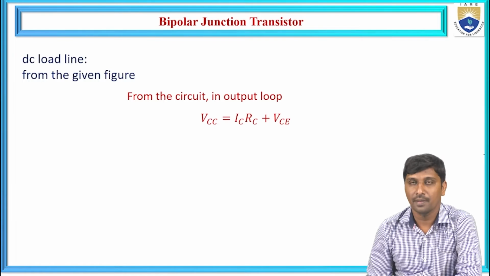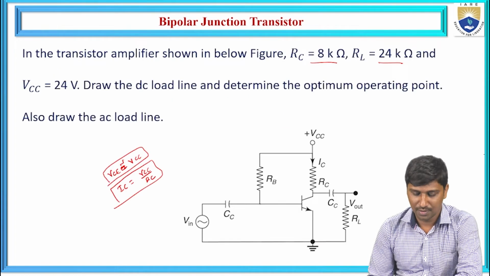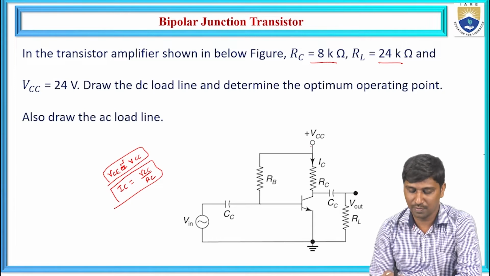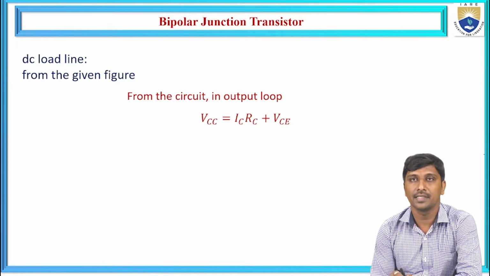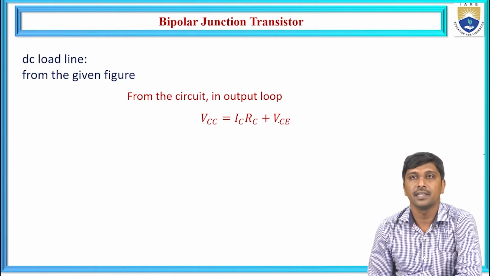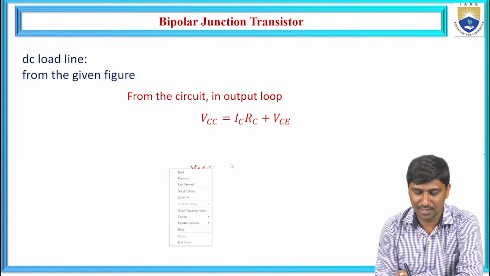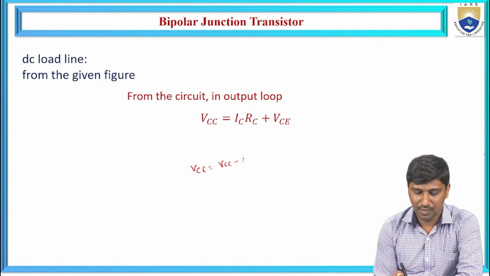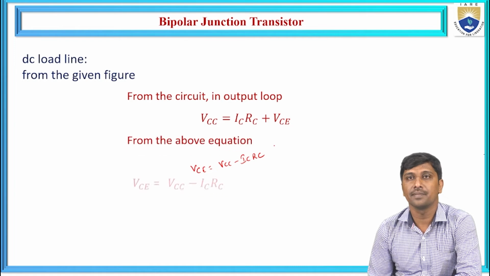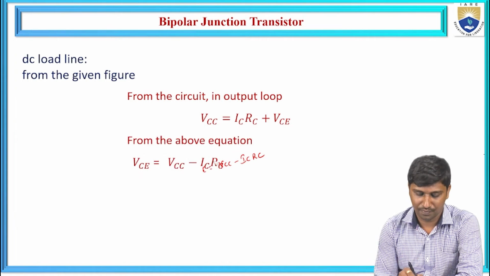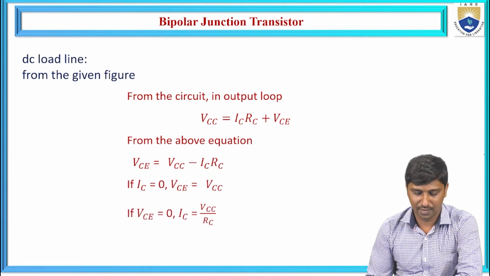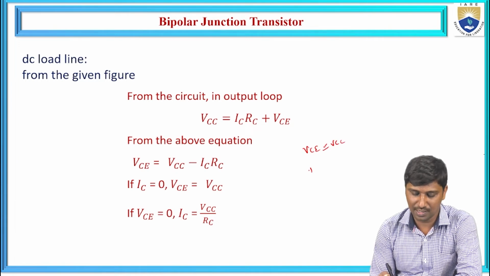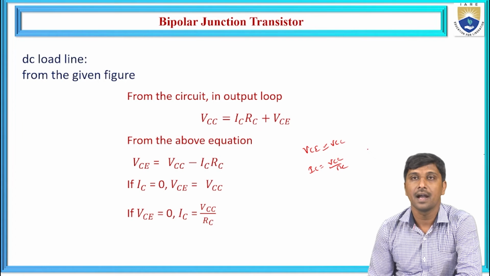Here I am going to identify this from the circuit. Based on the given circuit, writing down the loop equation, VCC is equal to IC times RC plus VCE. Hence from this we can calculate VCE is equal to VCC minus IC times RC. Now substituting these values, to identify the DC values, VCE is approximately equal to VCC and IC is equal to VCC by RC.